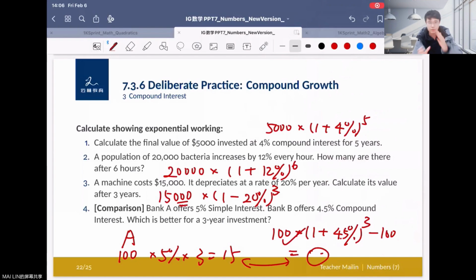Okay, so that's our total lesson for today. I hope you can understand how to compare compound interest and know the difference between simple interest and compound interest.